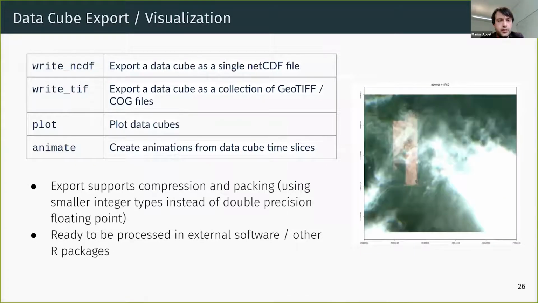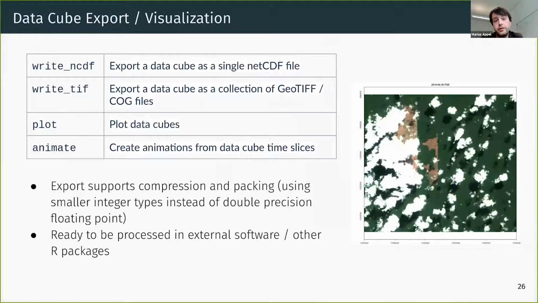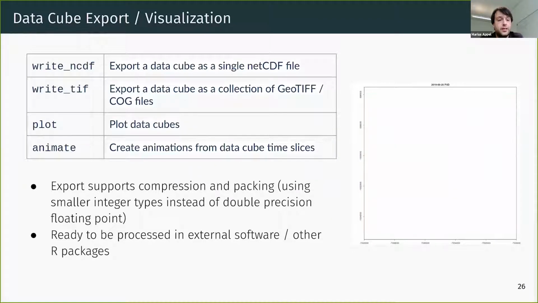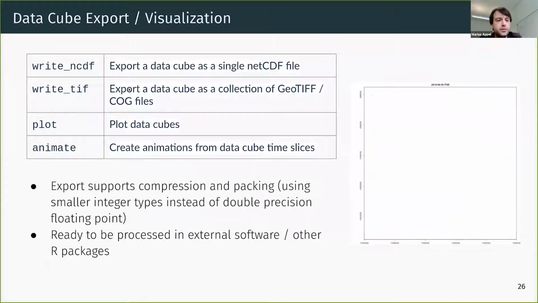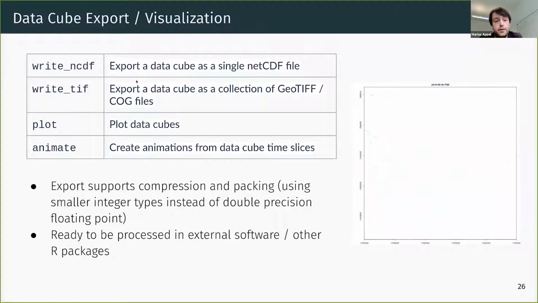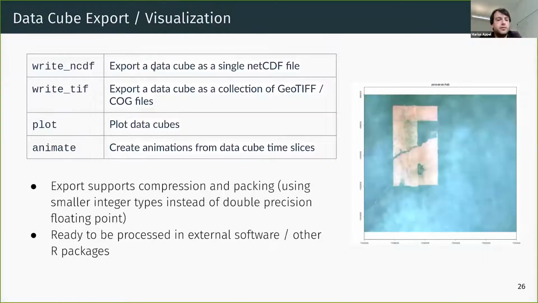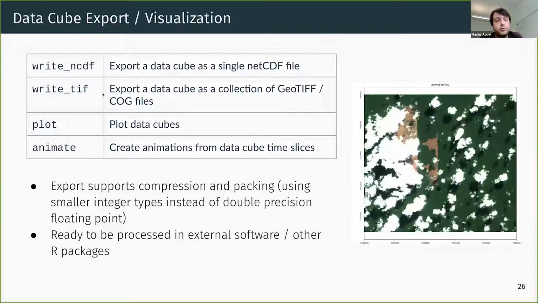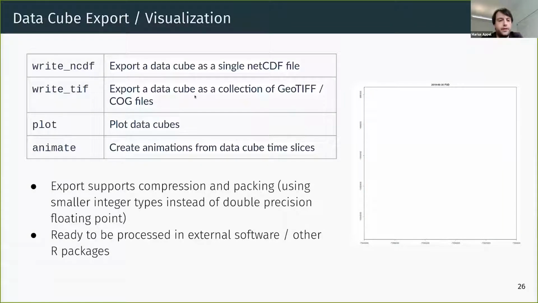And also, of course, if you want to process data cubes with other software afterwards, it's important to export the data cube somehow, and the package comes with two different options for that. One is to write the data cube as a single netCDF file, so you get a single file with 3 dimensions and bands or variables as netCDF variables. And the other option is to export a data cube as a collection of GeoTIFFs or cloud optimized GeoTIFF files, where each time slice is essentially one GeoTIFF file.